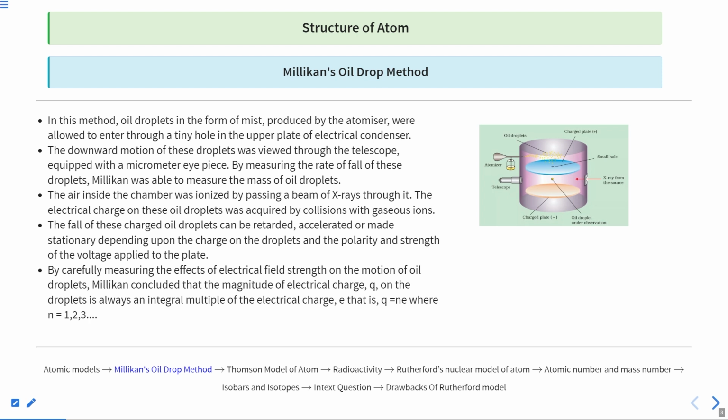Clear? So why is it so that it is always an integral multiple of e? Because see, the most fundamental particle of charge is e, that is your electron. So every time you have a charge, it will always be an integral multiple of e. You can think of it in this way.